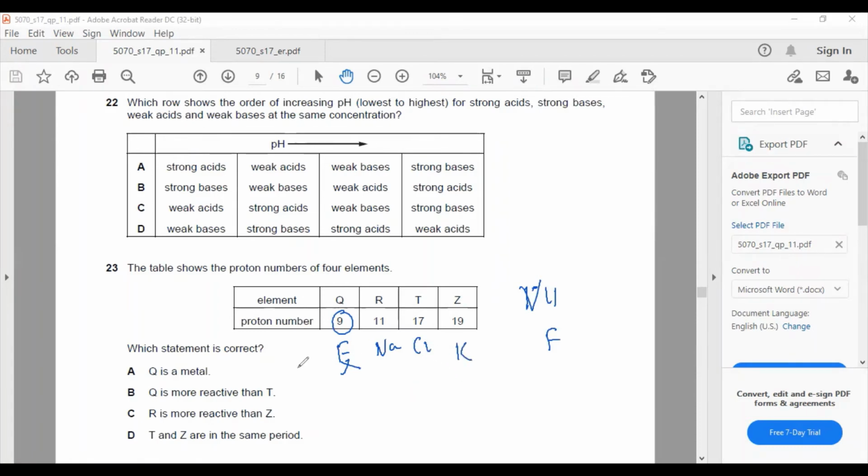Okay. Q is more reactive than T. Yes. Fluorine is more reactive than chlorine. Yes. The halogen higher in the reactivity series will be the more reactive. In group 1 it is opposite, lower in the periodic table in the group. In group 1, lower the metal, higher is the reactivity. And in group 7, higher in the group, the more reactive it will be.